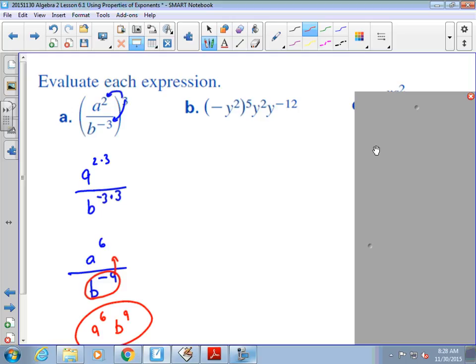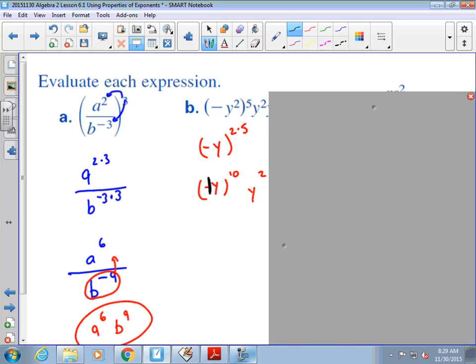Negative y squared is raised to the 5th, which means negative y squared to the 5th, 2 times 5, which is going to be negative y to the 10th power. You still have y squared, y to the negative 12. Now, all of these have the same base, even though this looks different, because this is the same thing as negative 1 times y to the 10th. So all of these have the same base. But to make sure we get it correct, let's simplify.